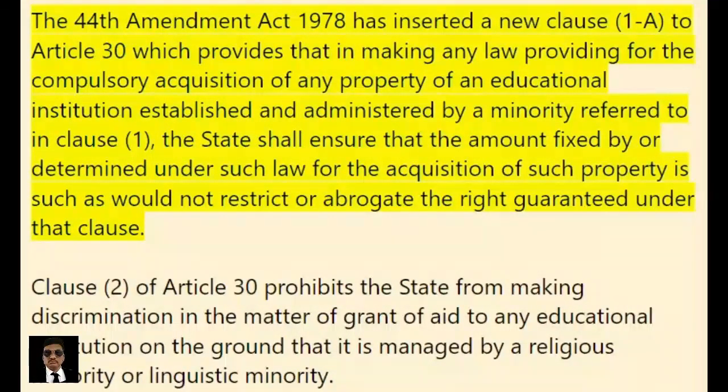The 44th Amendment Act, 1978 has inserted a new clause, 1-A, to Article 30, which provides that in making any law providing for the compulsory acquisition of any property of an educational institution established and administered by a minority referred to in Clause 1, the state shall ensure that the amount fixed by or determined under such law for the acquisition of such property is such as would not restrict or abrogate the right guaranteed under that clause.